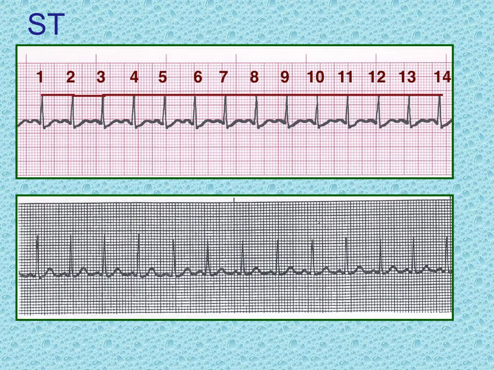In the latter strip, the lower half here, the gray and white strip, we can see that it also is fast. If I counted the complexes, 1, 2, 3, 4, 5, 6, 7, 8, 9, 10, it's about 130. And I can see that it's regular. I did not march this out in the same way I did the strip above, but we see that it is regular. We see that our relationships are intact. I see a P followed by a QRS. So again, this would be sinus tachycardia.